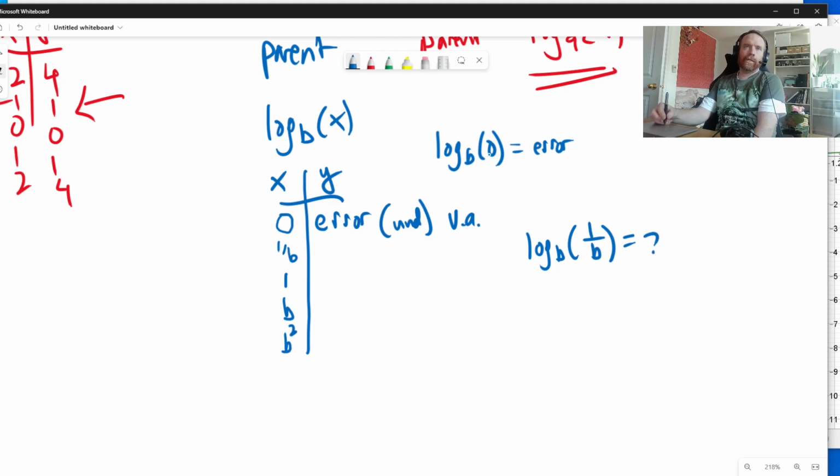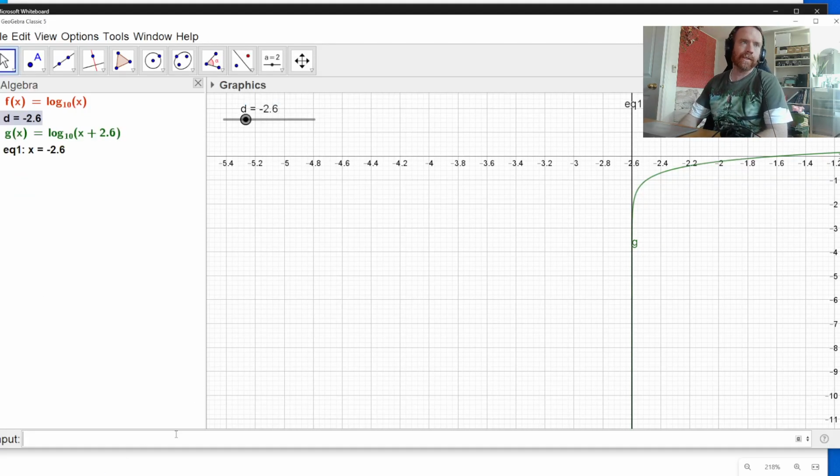Remember, the idea with log is you have to ask yourself, how many times would I have to raise b to a certain exponent in order to get this power? So for example, let's try an example. Let's say log base 6 of 1/6. We get -1. Log base 10 of 1/10, -1. Log base 2 of 1/2, -1.